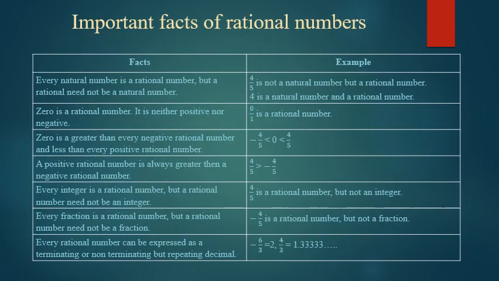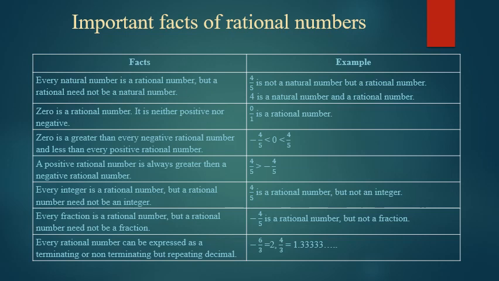Now some important facts related to a rational number. Every natural number is a rational number, but a rational number need not be a natural number. So we can represent any natural number just by putting a 1 as denominator. So it can be represented in the form of p by q, that is, 4 is represented in the form of a rational number as 4 upon 1. But 4 upon 5 is not a natural number.